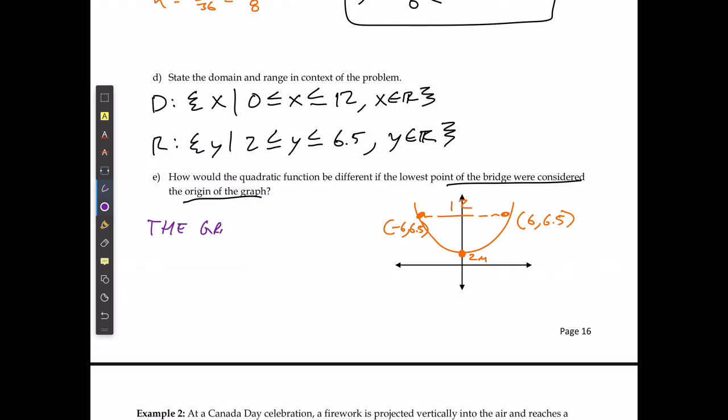the graph would have a p-value of 0. This suddenly means that it's going to change the domain and the range, or sorry, not the range, but the domain. Instead of being from 0 to 12, it's going to be negative 6 to positive 6, and there can be a negative domain.